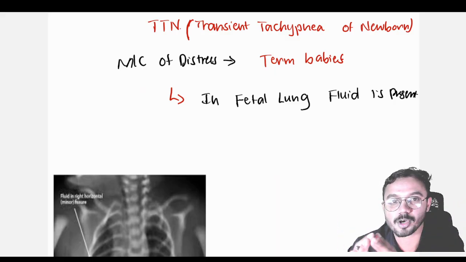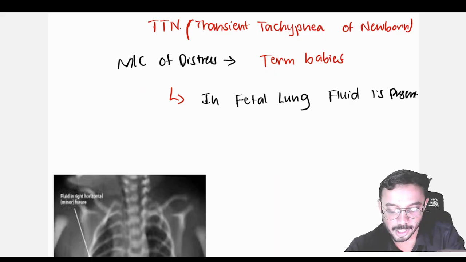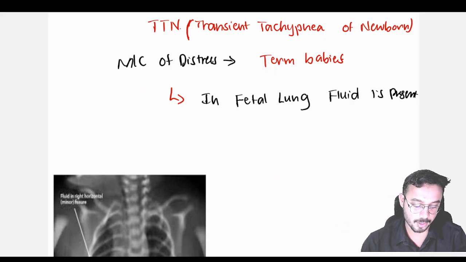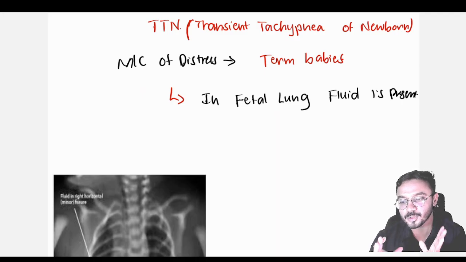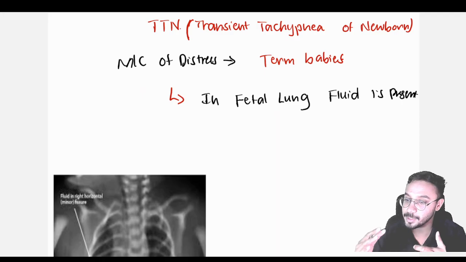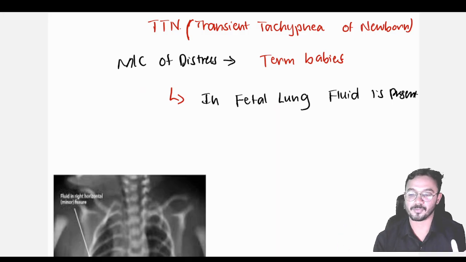If the baby is born by cesarean section, we all know the baby is not at all compressed. So that's why some amount of fluid remains in the lungs, which leads to fast breathing, transient tachypnea of the newborn. Whenever the baby gets compressed, fluid comes out. That happens in normal vaginal delivery.